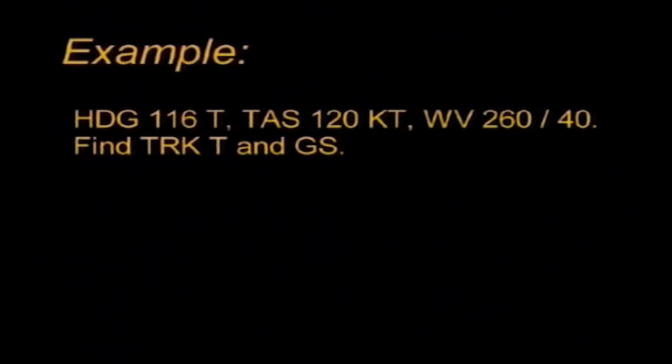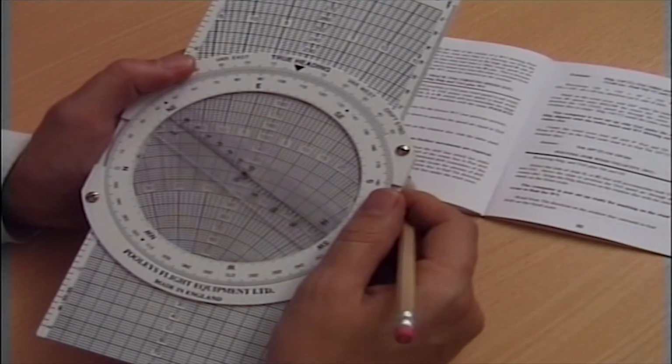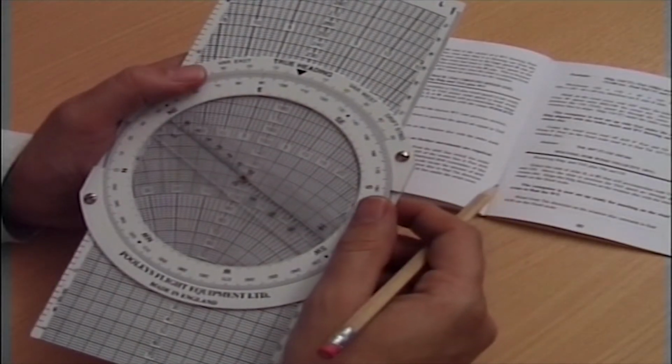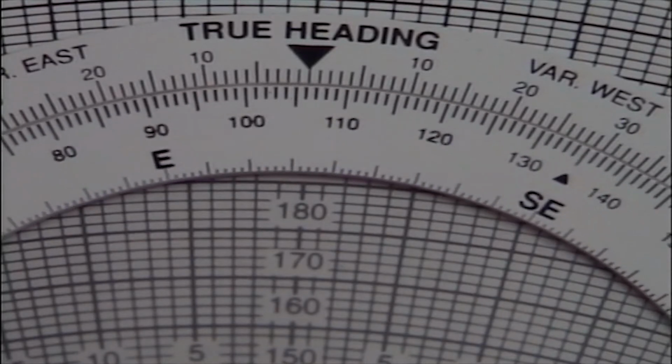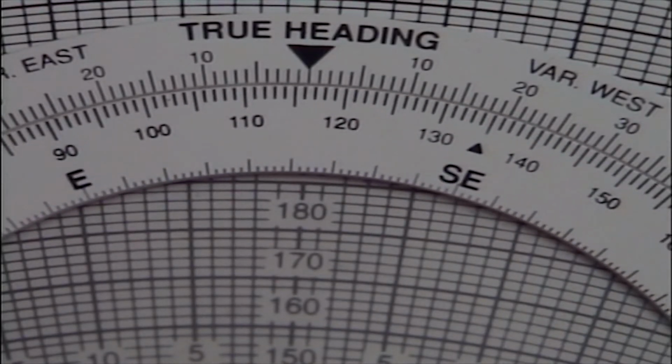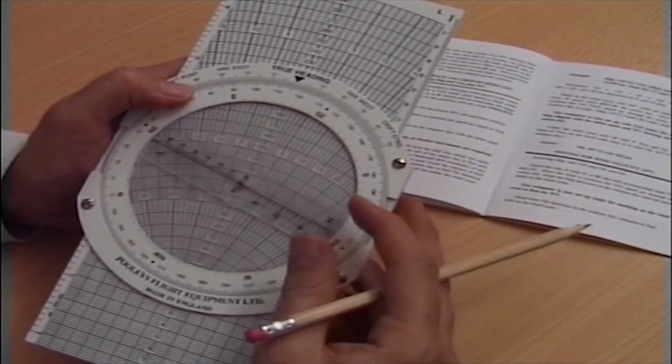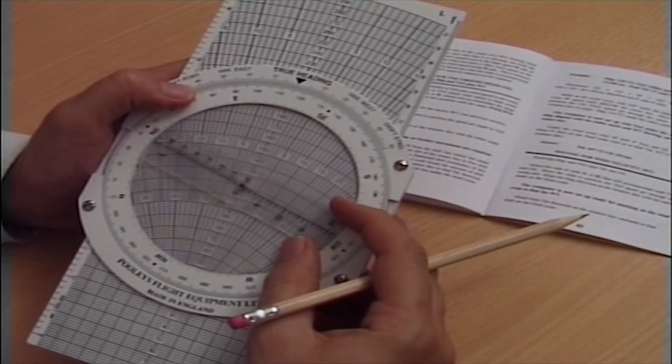Let's try an example. Your heading is 116 degrees true, TAS 120 knots, wind velocity 260 degrees, 40 knots. What is the track true and ground speed? There is 120 knots set underneath the centre dot. Now rotate the inner scale so that the given heading of 116 appears under the true heading index. Now put the wind on, which is coming from 260.